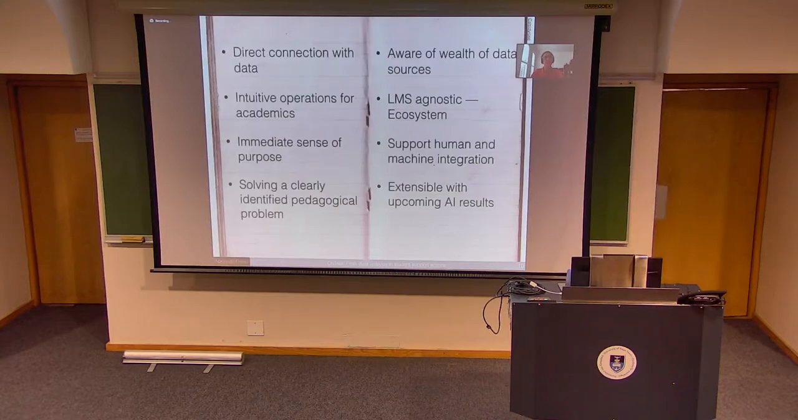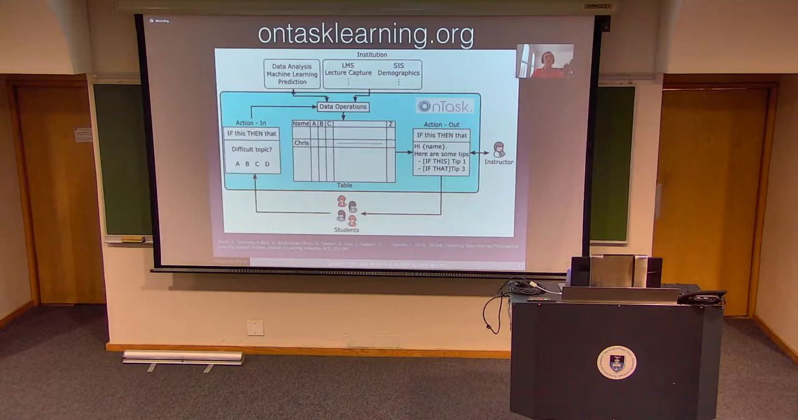So these were the premises, and we started thinking, and we came up with this architecture and a tool that I'm going to describe now more in detail, and we call it OnTask. This is a first characterization of what we're trying to do. At the center of this picture, you see what we call a table.